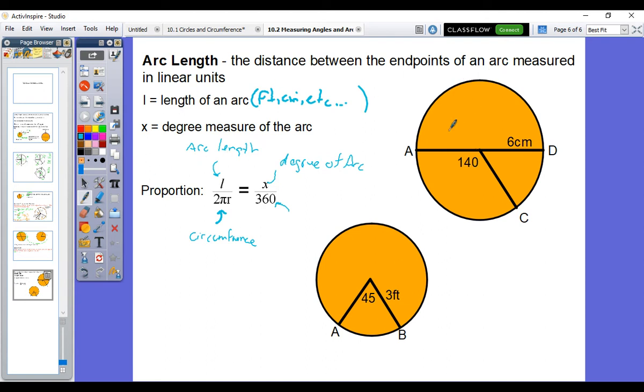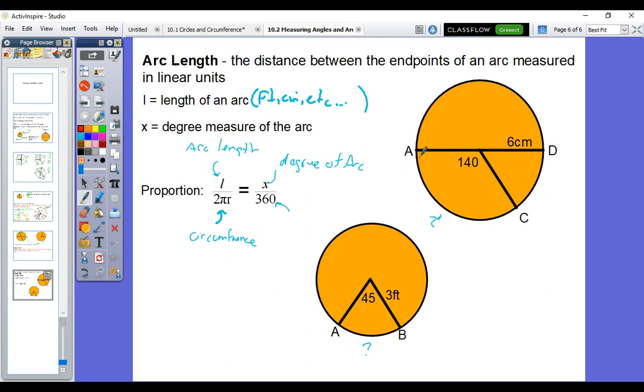So here, for example, let's say we're looking for arc AC. So what is arc AC? That's what we're looking for in this one. Here we're going to say arc AB. What is AB on this one? So let's do this first one here. We're going to set this up.